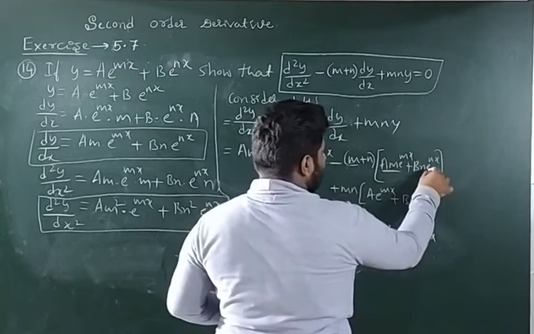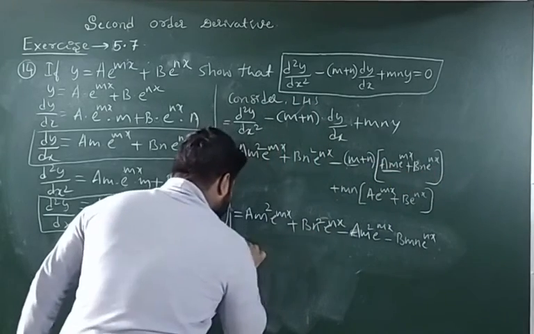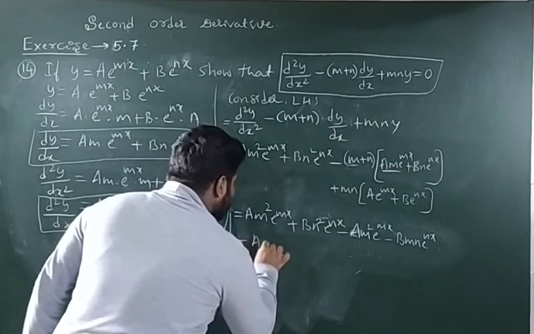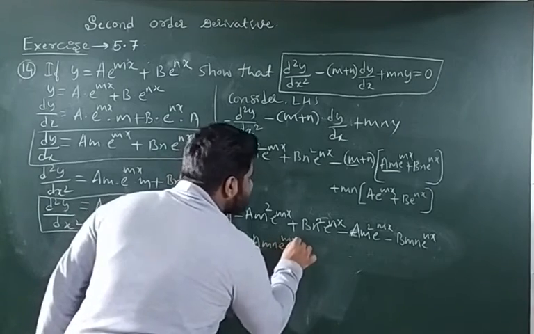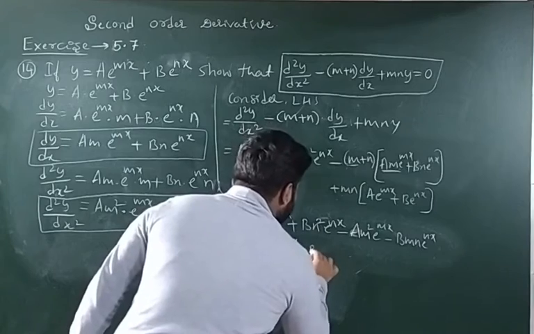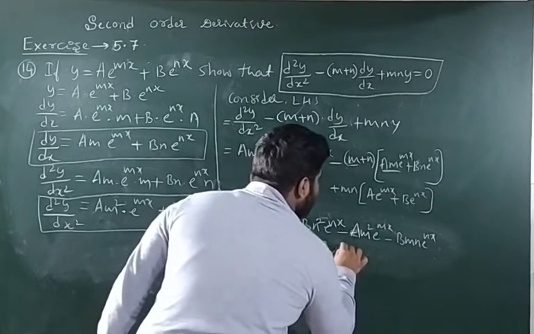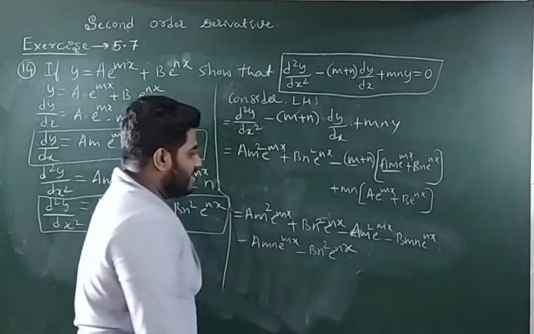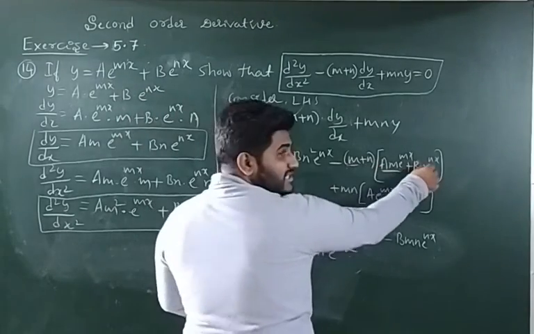This term into this term is over. Now this term into this term: minus a m n e raised to mx. Minus n into this term: minus b n square e raised to nx. This term into this term is over.